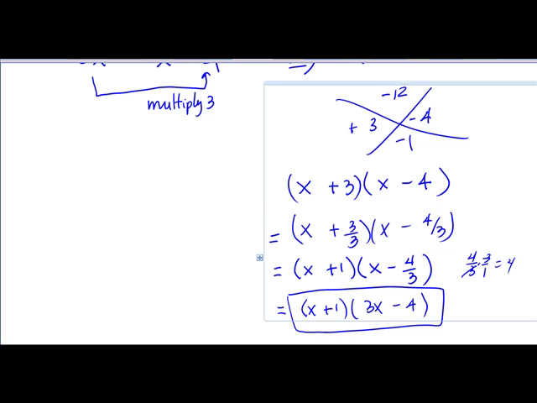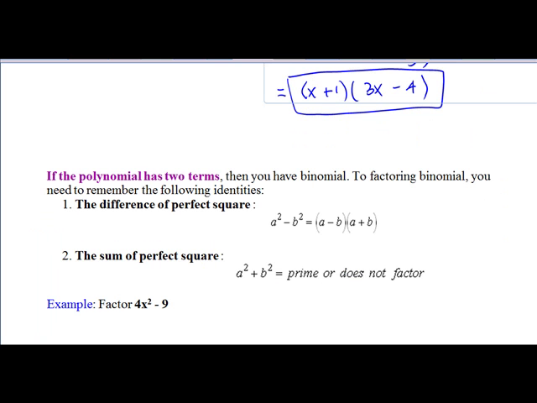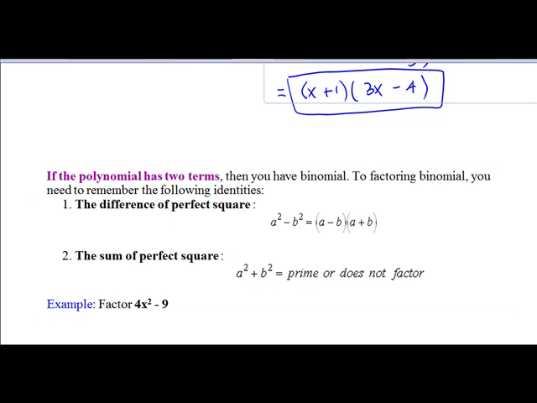Now, if your polynomial has 2 terms, then you have a binomial, and if you have a binomial, try to see if you can use these 2 identities. The first one is called the difference of perfect squares, because it has a minus here. And the second one is when you have a plus there. If you have a squared plus b squared, then the polynomial cannot be factored. But if you have a squared minus b squared, you can factor it as a minus b times a plus b. So let's look at this example.